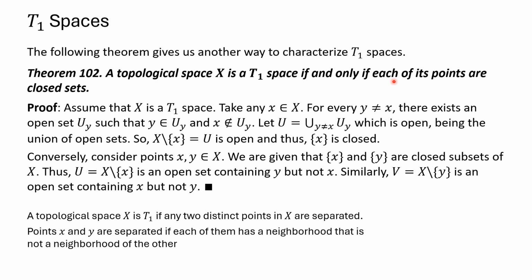Now we can go in the other direction, assume that every point is a closed set. Take 2 points, X and Y. So that would mean these singleton sets, X and Y, are closed subsets of X. Then U equals the complement of X is an open set containing Y but not X. And V equals the complement of Y is an open set containing X but not Y. And that fits our definition of a T1 space. So we have this theorem which may be helpful in identifying whether or not a space is T1.